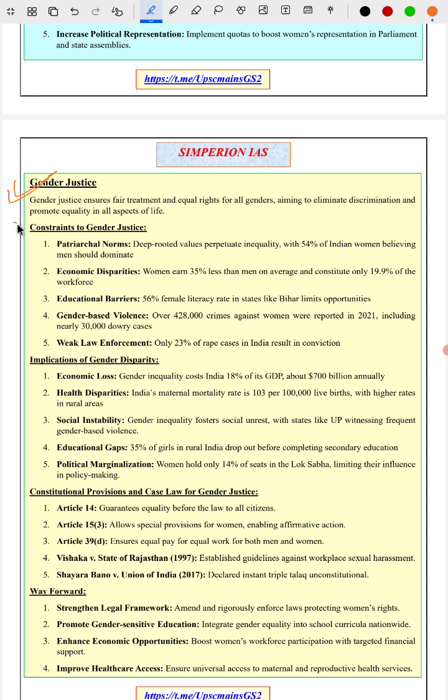Next, constraints. What are the constraints in achieving gender justice, or roadblocks in achieving gender justice? Implications of gender disparity. What are the consequences of gender disparity? What are the constitutional provisions and the laws that are supporting gender justice, and the way forward? We have covered everything here.